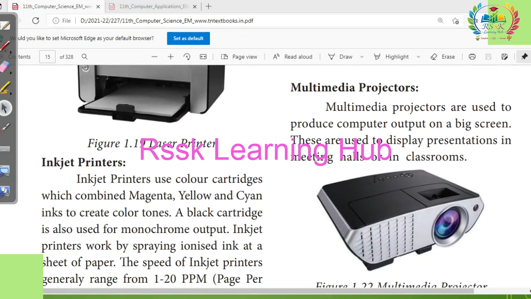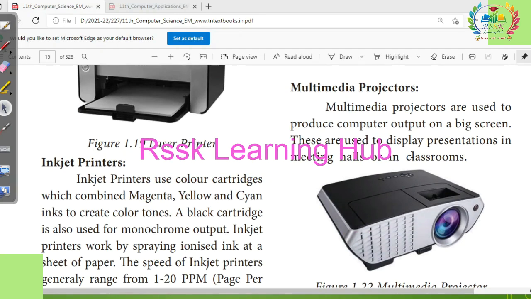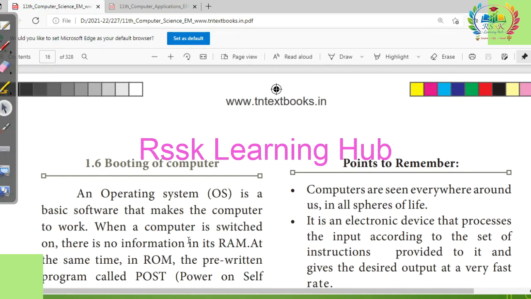Next, the multimedia projector. A projector is one of the very important and most commonly used output devices. You can project your presentation in a classroom or meeting hall. If you want to show any computer output on a big screen, you will go for a projector. This is a diagram of a projector. Here you have a lens, and based on this lens it projects what you are displaying.